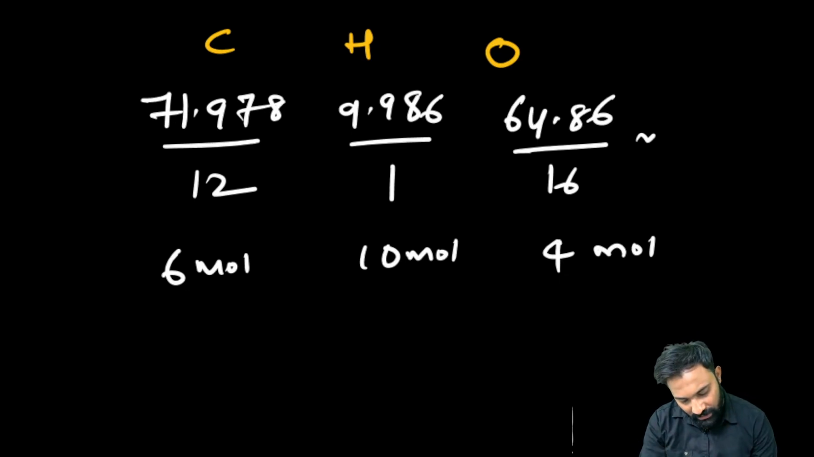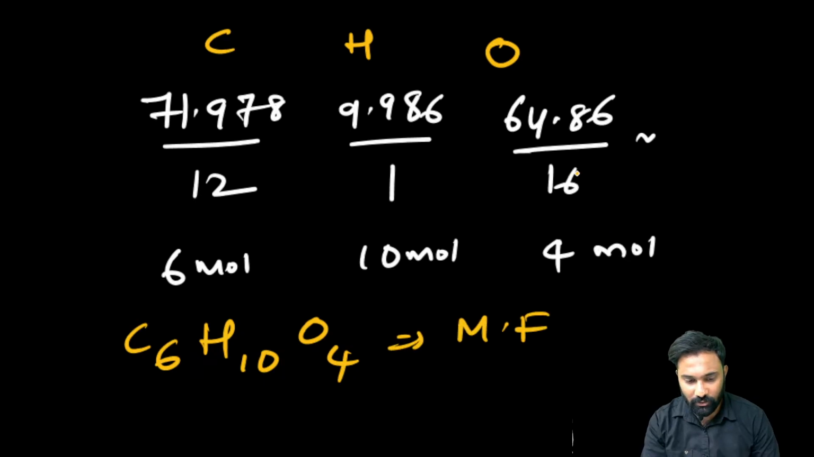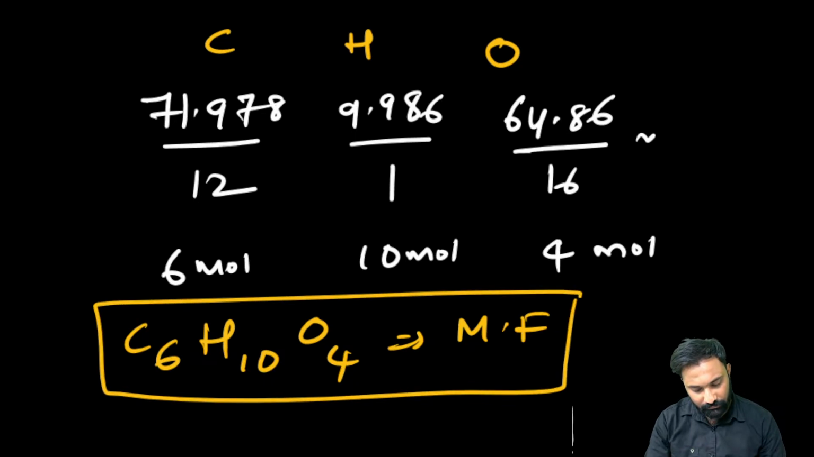Then what is the simplest whole-number ratio here? Simplest it is 4, right? Already we got the weight, and it is asking for the molecular formula, right? The molecular formula we will get as C6H10O4. This is the molecular formula, directly asked. From the weights we found, you got the molecular formula.